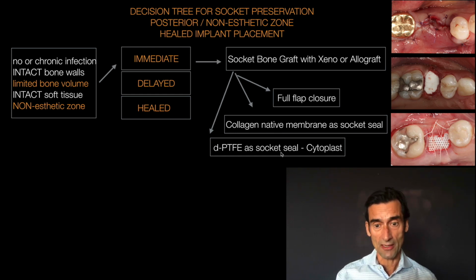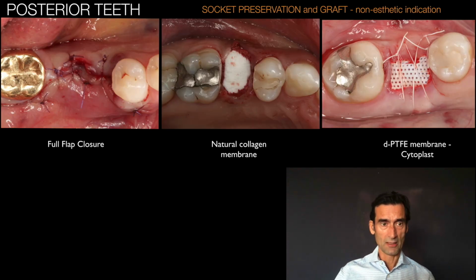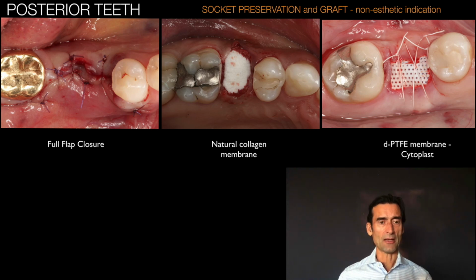I like this one also very well because it's really a mechanical stop of movement and losing any tissues. So here's the three options I have put together. Left is the full flap closure. So I just need a bone graft. I don't need a membrane. So it's also less costly to the patient.